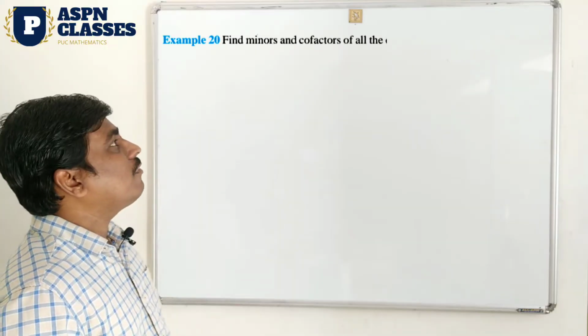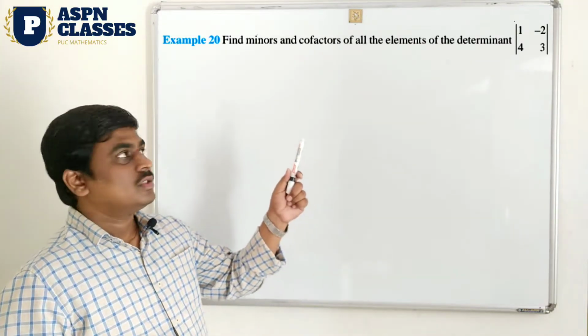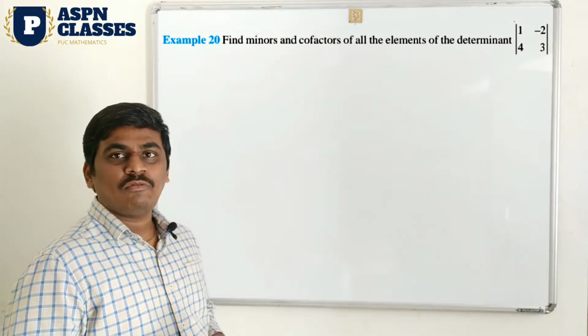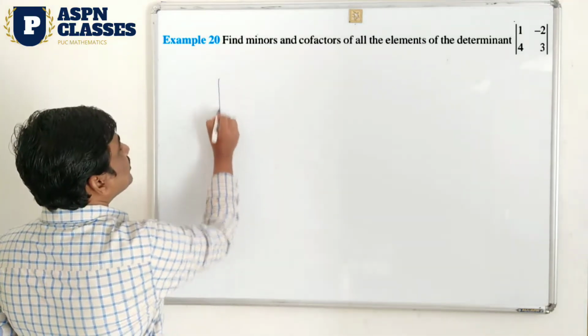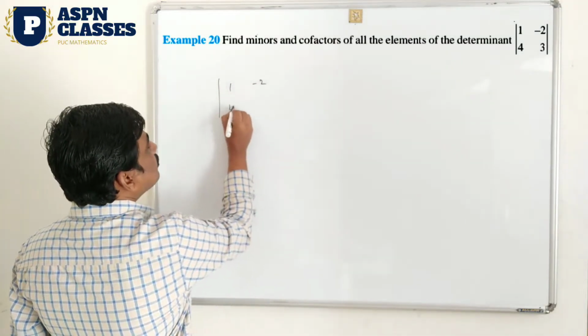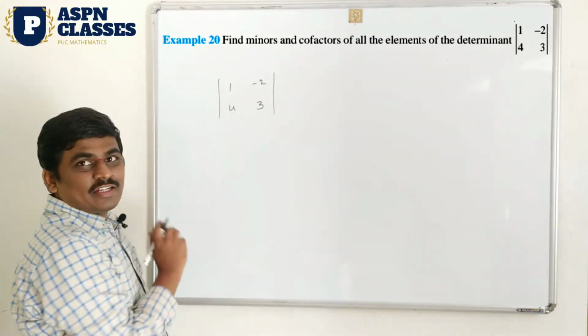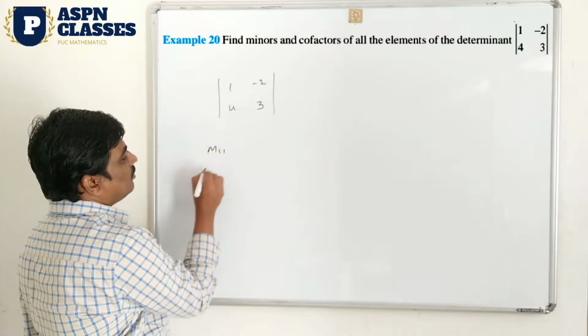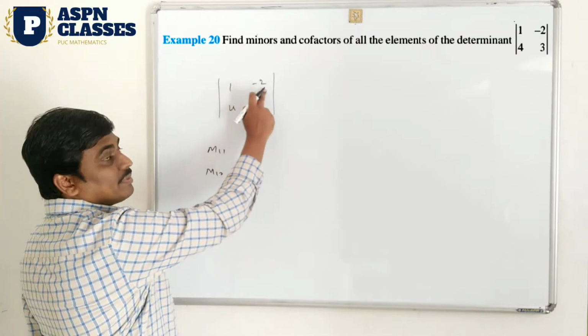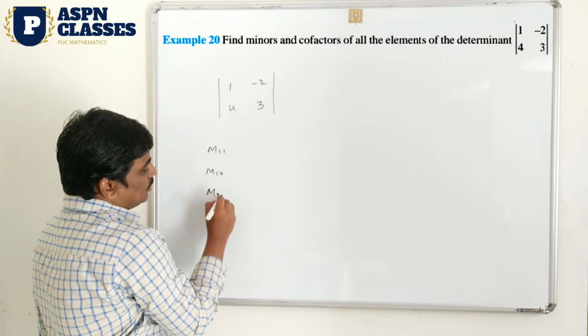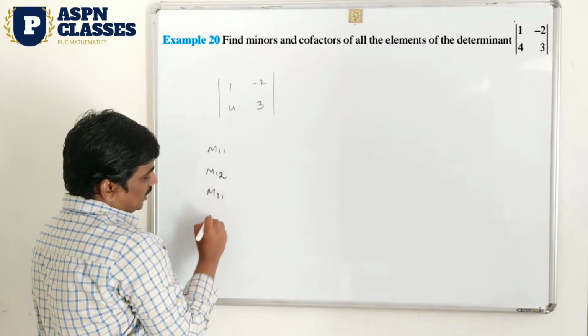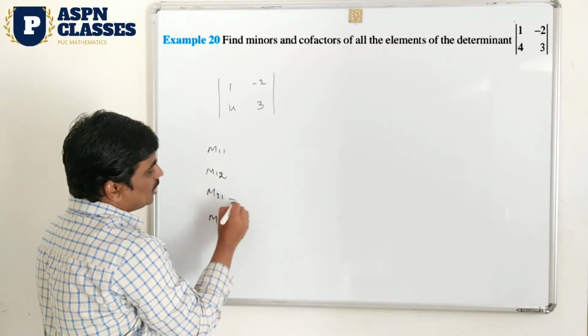Find the minor and the cofactor of the determinant. So you have to find all the minors and cofactors of this determinant. What is the determinant given here? 1, minus 2, 4, 3. Okay, so now you have to find all the minors first. Minors means M11, M12, and next M21 and M22. These are the 4 elements.